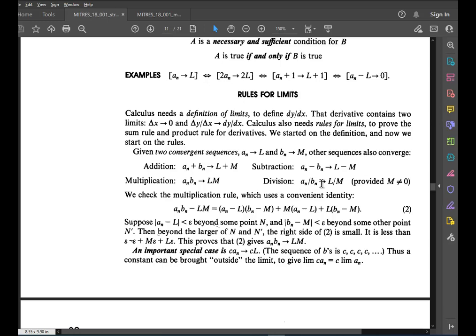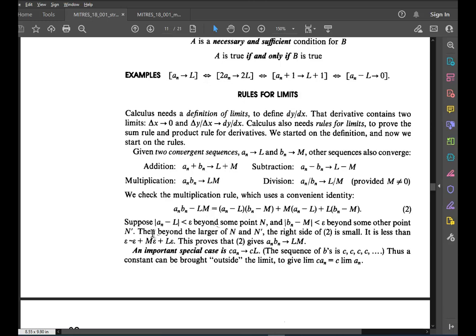All right. So the way you prove this is with the definition, and you can convert all of these to statements about convergence to zero, right? This is the same thing as saying a_n plus b_n minus L minus M converges to zero. And you prove this using these epsilons, all right?